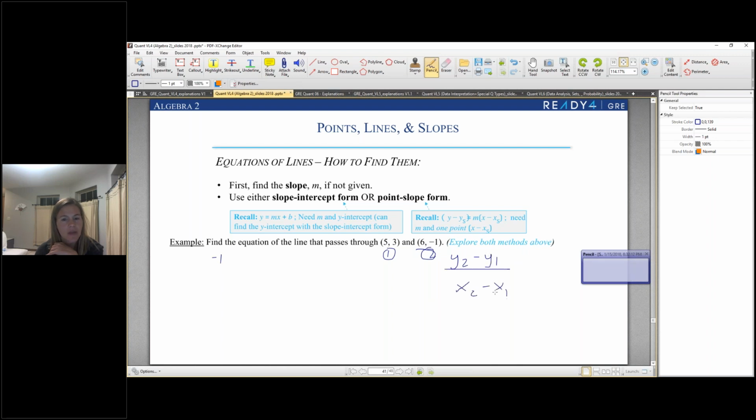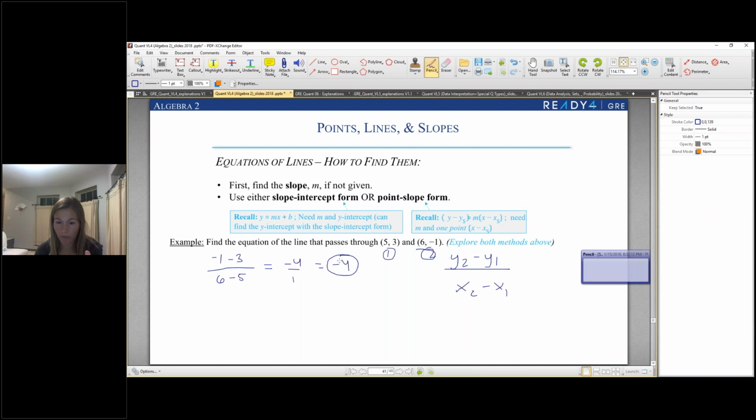Okay, cool. All right, so y2 minus y1 is going to be -1 minus 3. x2 minus x1 is going to be 6 minus 5. So that gives us -4 over 1. So our slope is going to be -4. Cool, so that's our slope. But then we have to find the y-intercept.